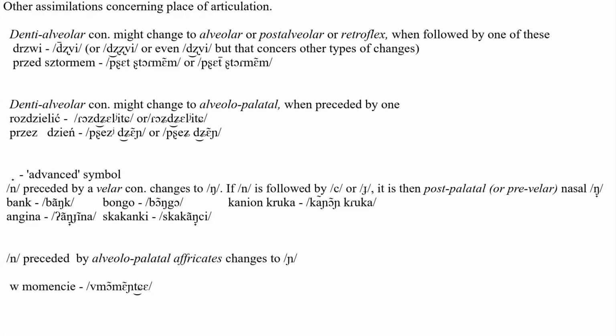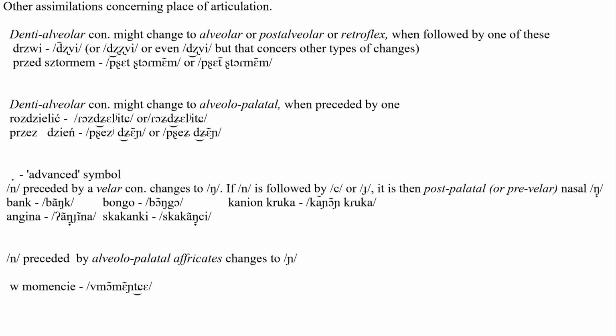There are also assimilations concerning place of articulation. In Polish, they occur when dental consonants are followed by alveolo-palatal or postalveolar or retroflex consonants, and then they change to one of these. For example, the first word might be pronounced drzwi, but might be pronounced drzwi, with d curled back to the retroflex position, and the same happens with przed sztormem. It might be przed sztormem or przed sztormem. In the rapid speech, you always use the retroflex version of d and t and others, but in careful speech, you will always use the normal dental version of these consonants.